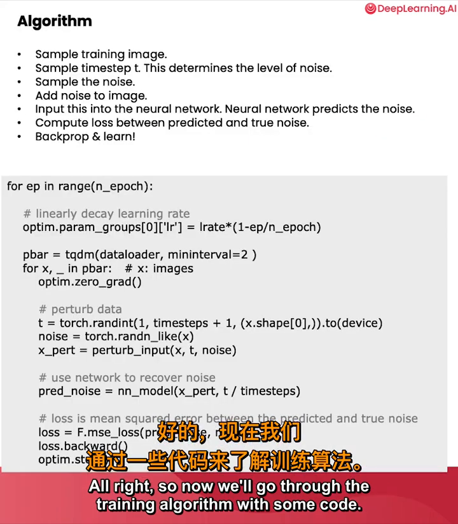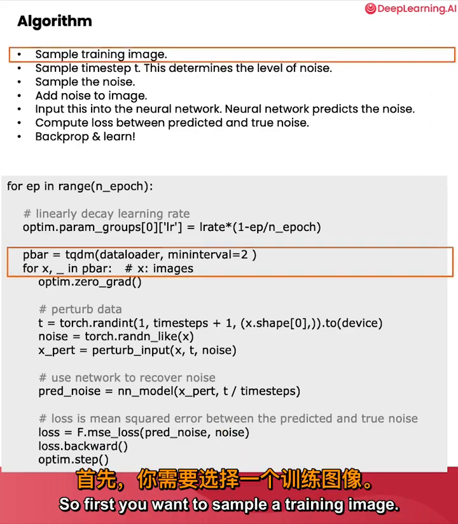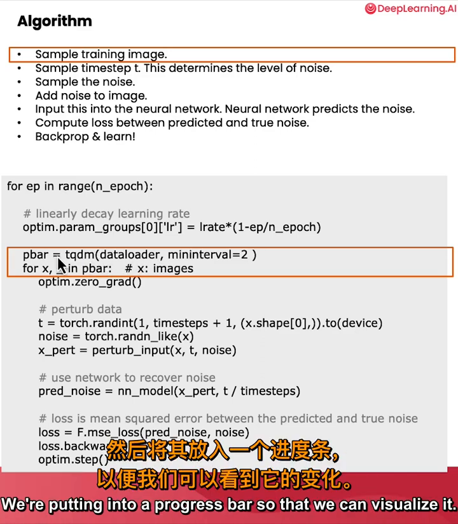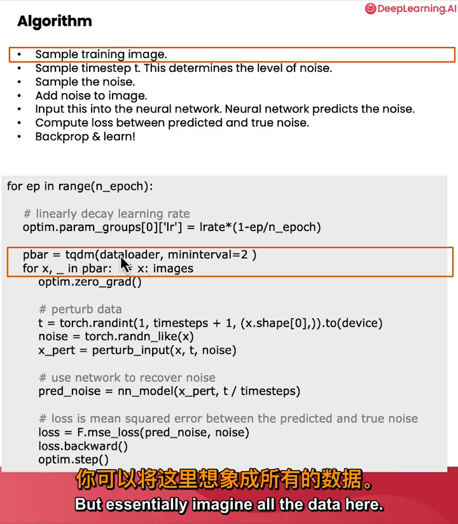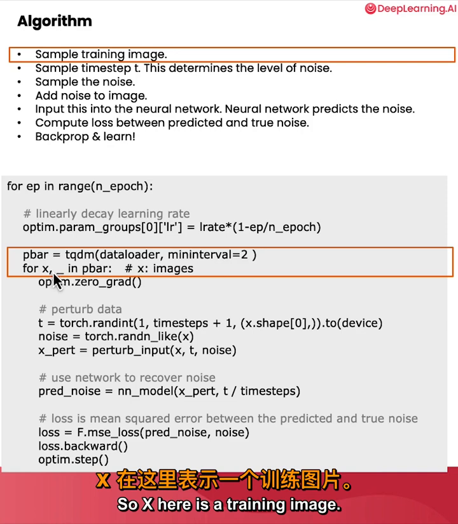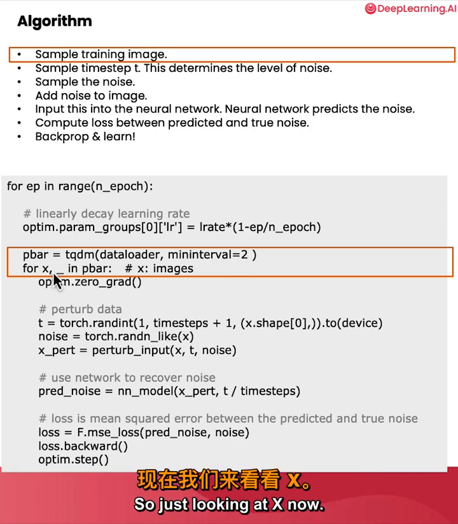All right, so now we'll go through the training algorithm with some code. So first you want to sample a training image. So here we are loading up all the data into the data loader. We're putting it into a progress bar so that we can visualize it. But essentially imagine all the data here. We're then iterating through all of the data samples. So X here is a training image. And so just looking at X now.